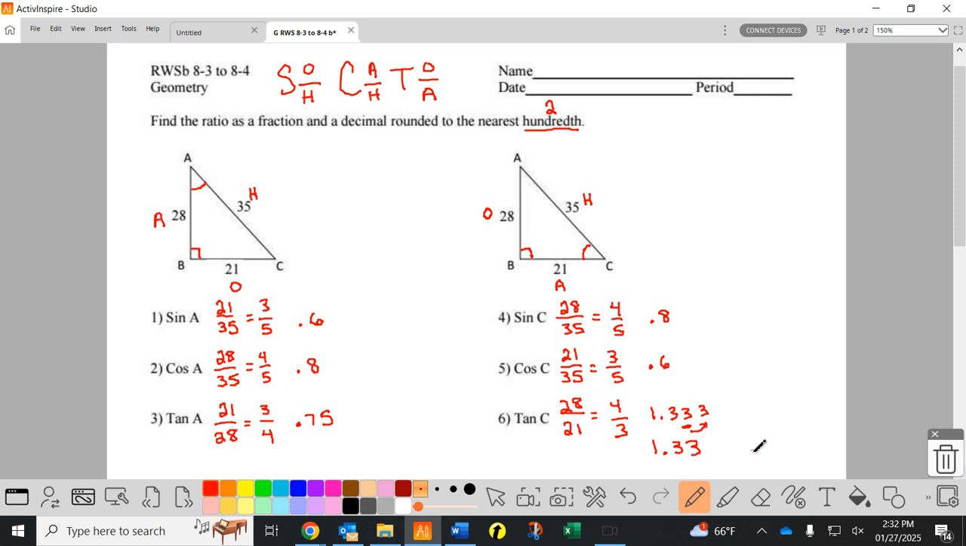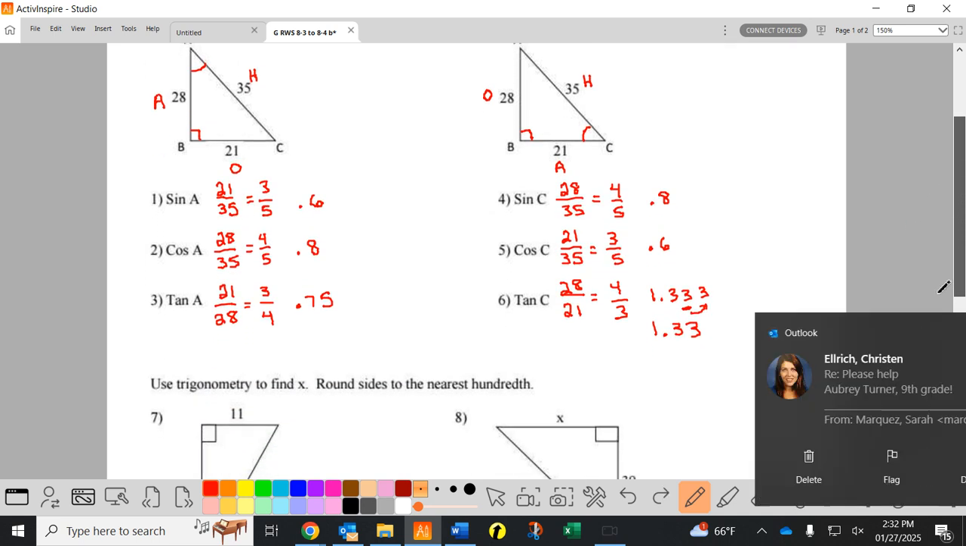Okay, so that's going to be all the ones where we're doing the ratios and the decimals. That's going to be fractions that you have to reduce and turning them into decimals by doing top divided by bottom. Alright, as we go through and do that, we do not hit the sine, cosine, or tangent button at all when we're doing this.